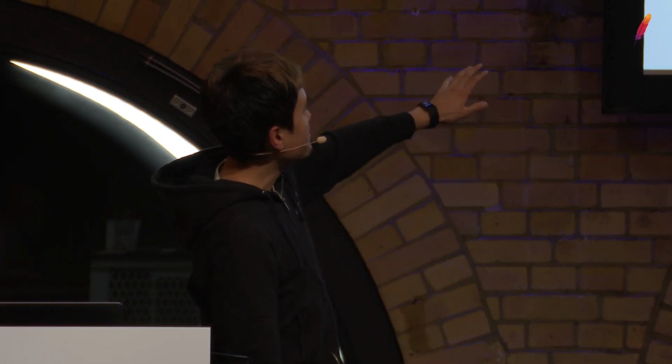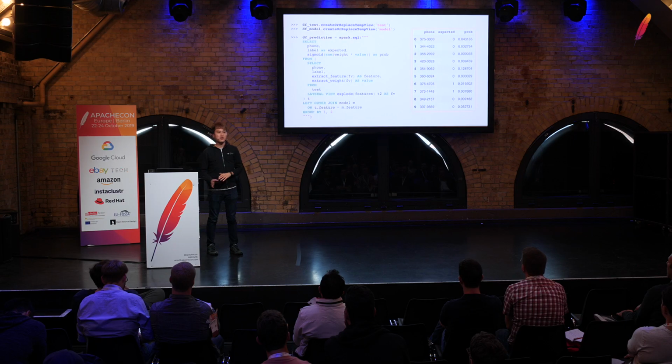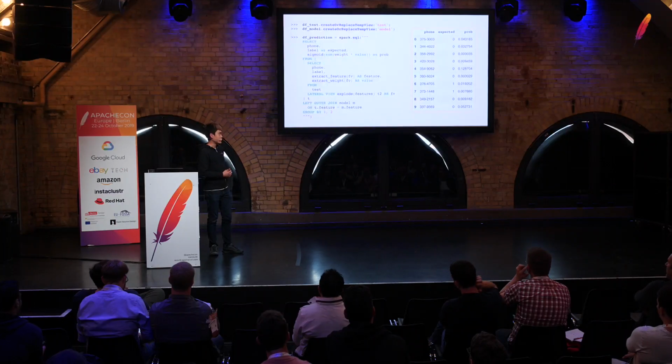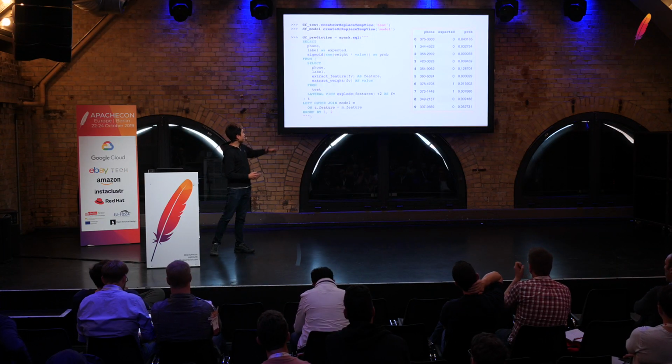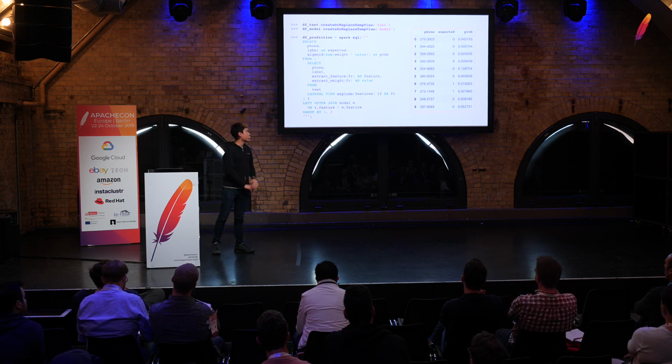So in this query, for example, sigmoid function or extract feature or extract weight, these kinds of functions are coming from Hivemall package, and it allows you to make prediction for the data stored in your database. And the final outcome, the data frame called the DF prediction, looks like that. So for every single test phone number, we have expected label. So we already know if this customer has already churned from the service or not, because we already have a complete data set at the beginning.